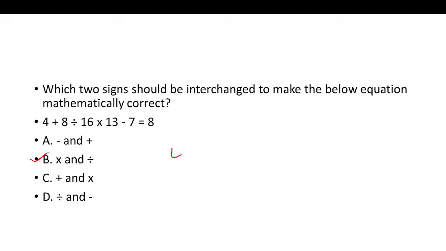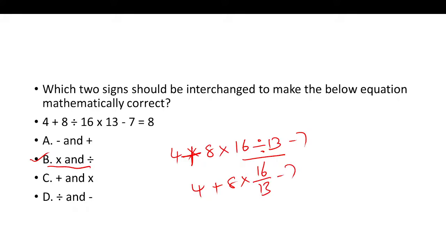Let's go for option B. Interchange the signs. Division is interchanged by into. First 4 plus 8, and 8 into 16, and 16 division 13 minus 7. Is it going to give the answer 8? First division, 16 by 13, 4 plus 8 into 16 by 13 minus 7. After this, calculate and get the answer. Are we getting the correct answer here?